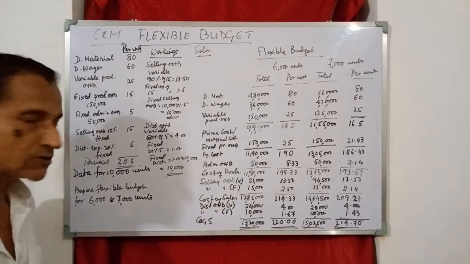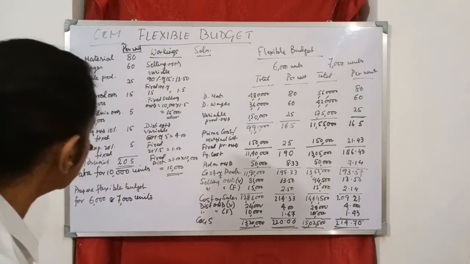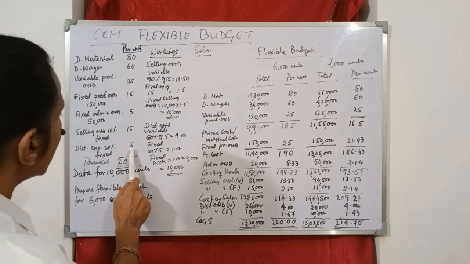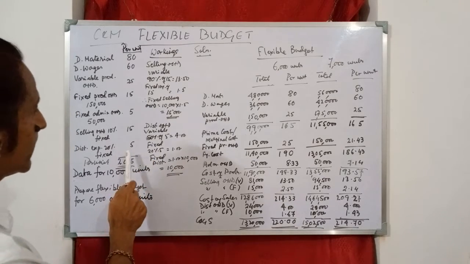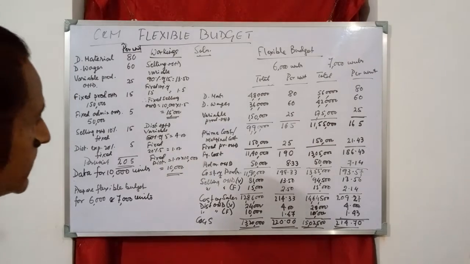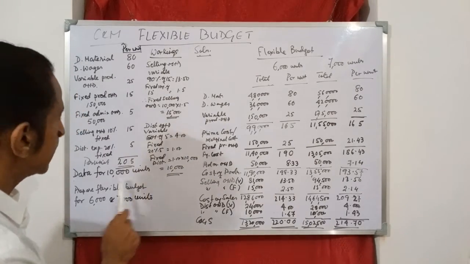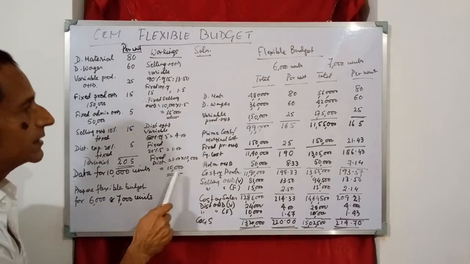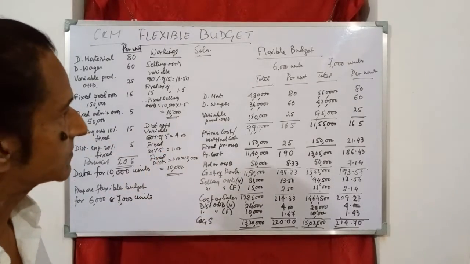Similarly, distribution overhead is 20% fixed, that is 80% variable. So variable per unit is 80% of 5, that is 4, and the fixed part is 20% of 5, that is 1. So total fixed distribution overhead is 1 into 10,000 units. This will remain fixed for all the levels.